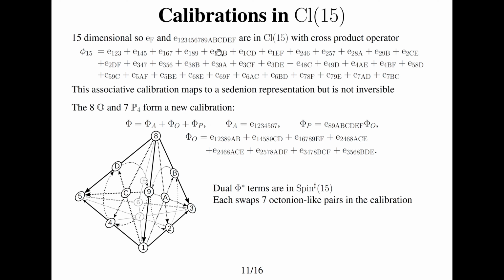If you analyze the Sidonians, the 15 subalgebras of Sidonians, you find a calibration in this form, where the A part is the base 7-dimensional Fano plane, E1, 2, 3, 4, 5, 6, 7. The O part is all the other planes that include 8. So they all have an 8 in them, so they all touch this vertex at the top. And the P plane is all the other planes, which don't include 8.